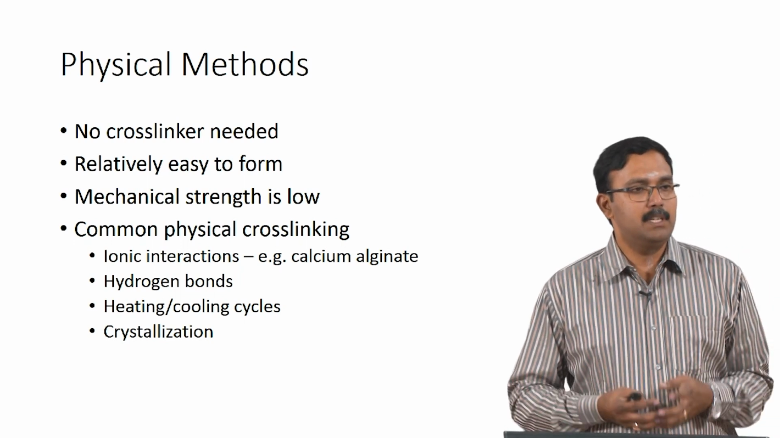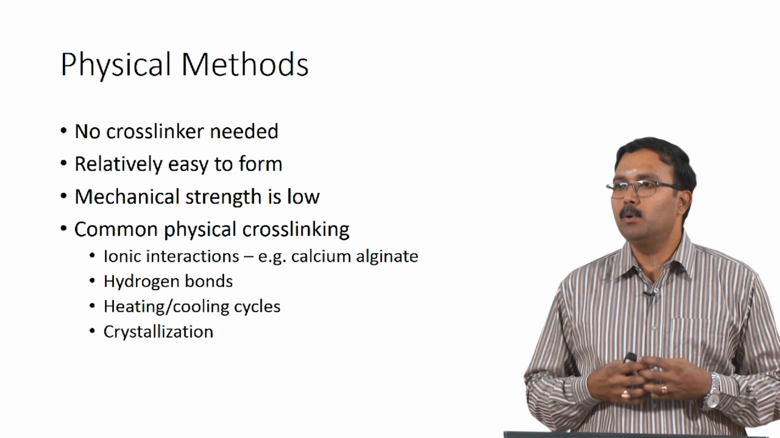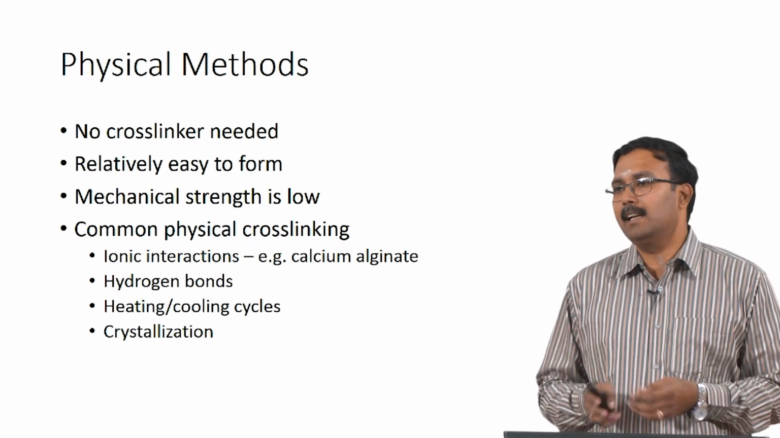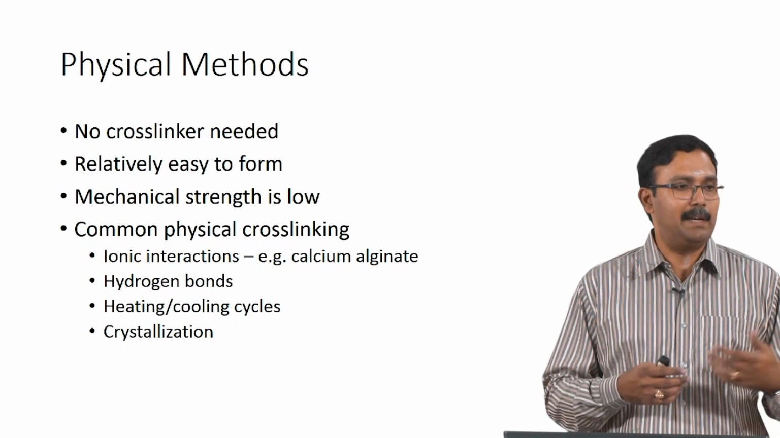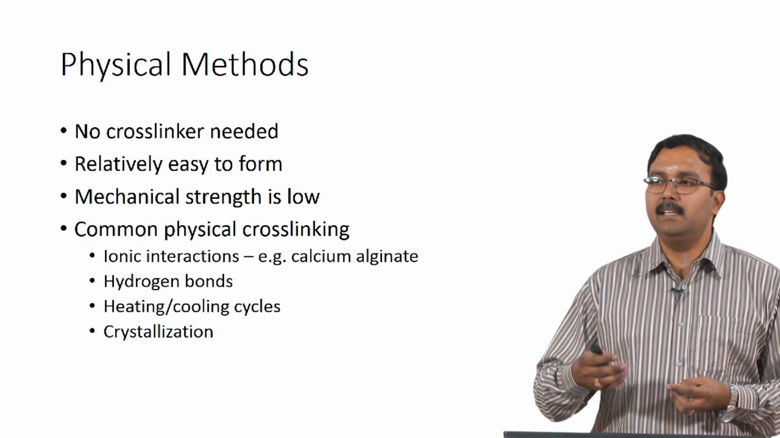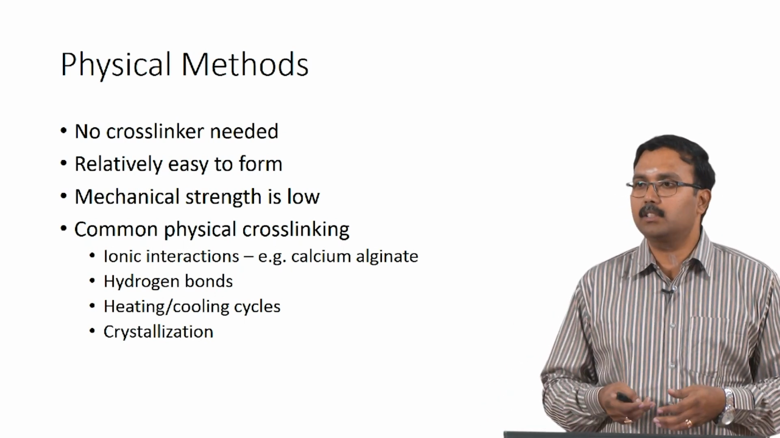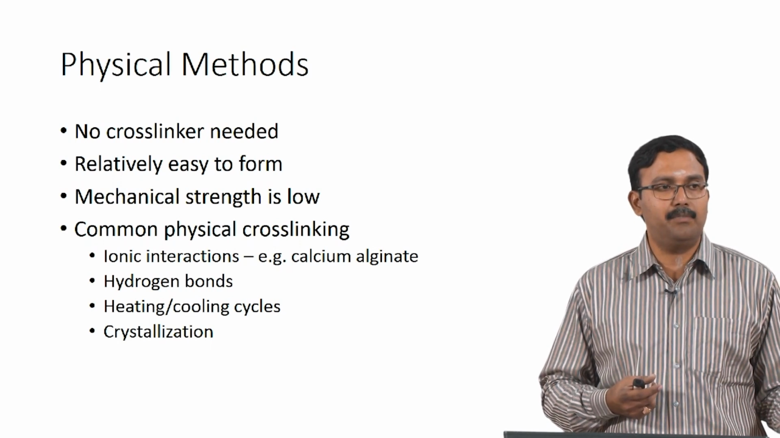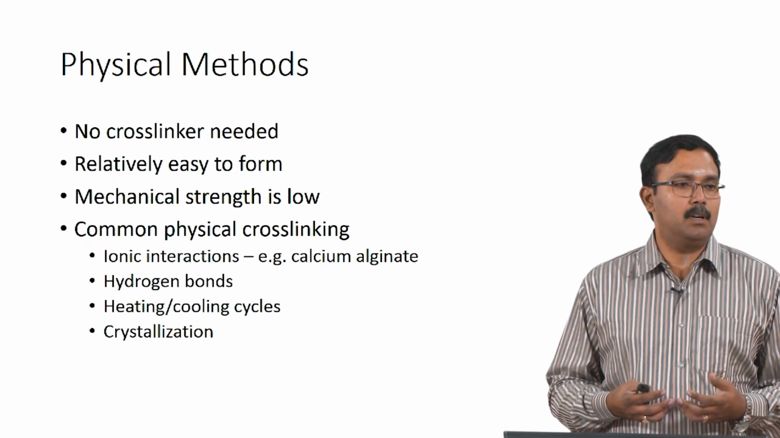So, the advantage of using physical cross linking is no cross linker is needed. Anytime you add additional chemicals, it can cause problems, right. The cross linker could be toxic, although your material might not be toxic, or there could be excess cross linker which could have other adverse effects. Even if it is not toxic, it could have other biological effects which are unintended. So, you would not want that.